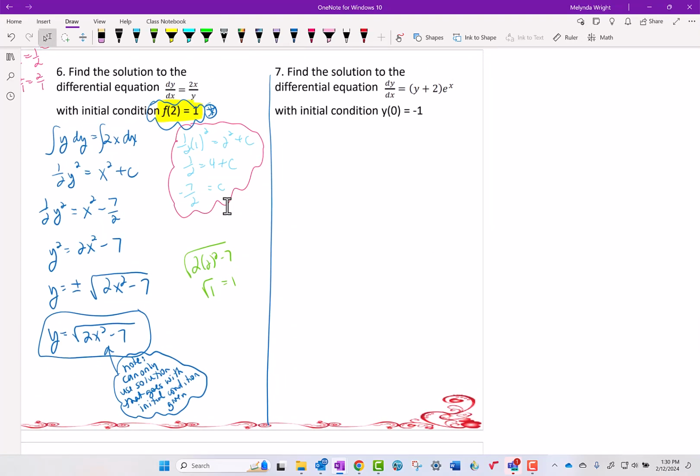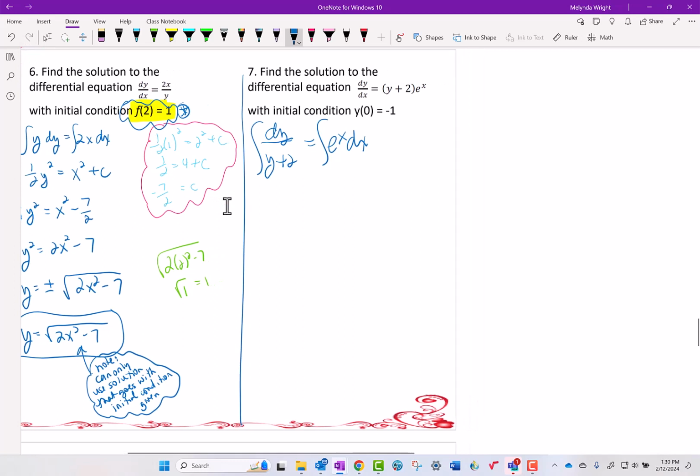Find the solution to the differential equation. Okay, they gave it to us with initial condition. We're just looking at varying, same scenario every time. It's just different functions we're dealing with. So let's separate it first. So dy over y plus 2 equals e to the x dx.